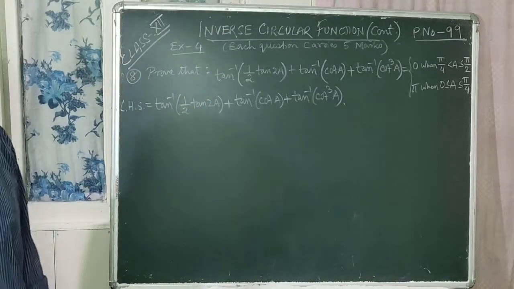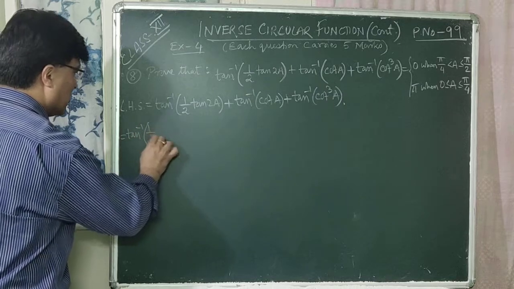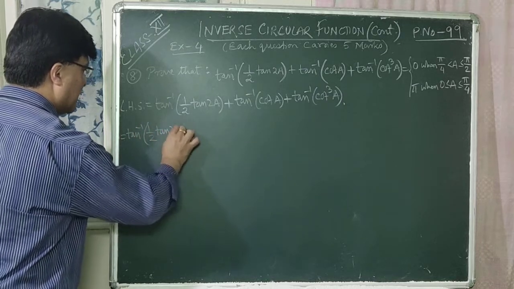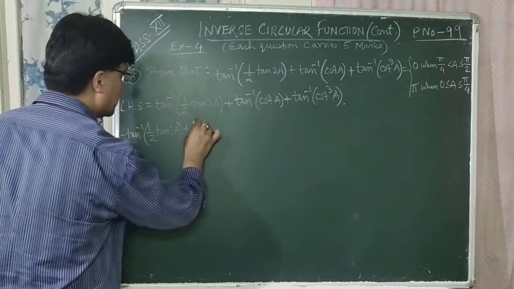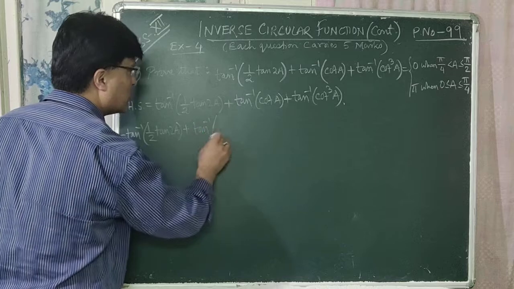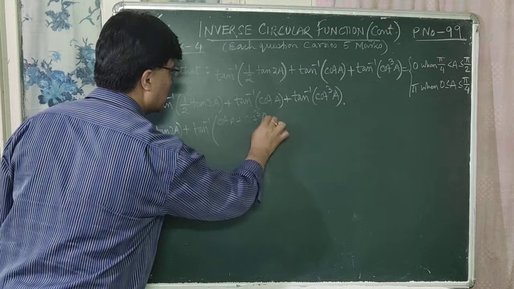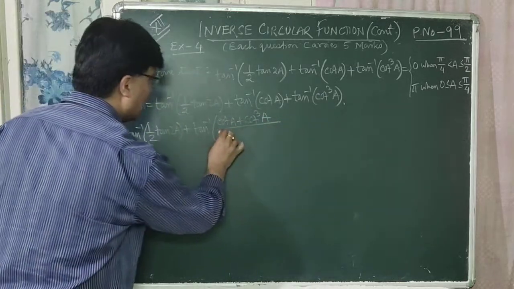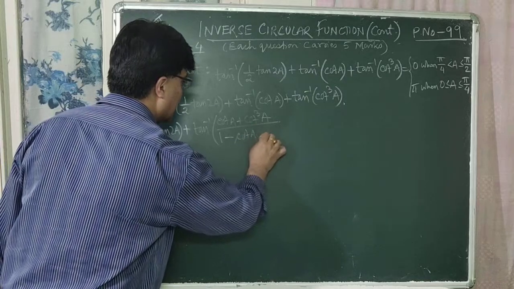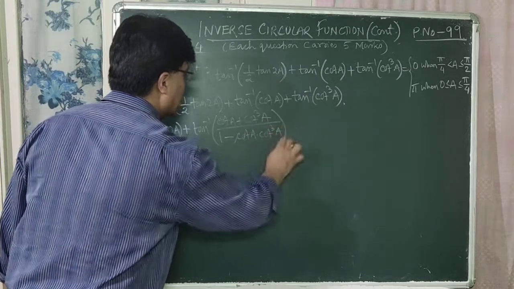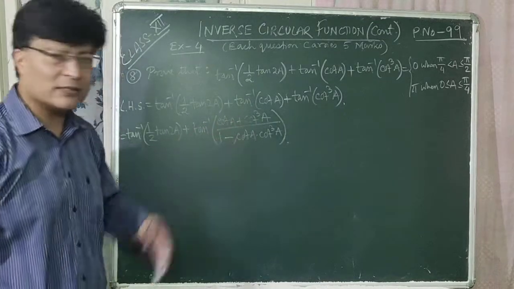You should know the formula now. Okay? So it is equal to tan inverse, this is your half tan 2a, plus, what is the formula in this case? Tan inverse x plus tan inverse y. So tan inverse, what is x plus y? It is cot a plus cot cube a divided by 1 minus xy. What is xy here? It is cot a into cot cube a. This is tan inverse of x plus y upon 1 minus xy, right?